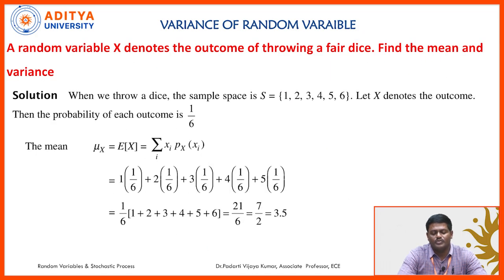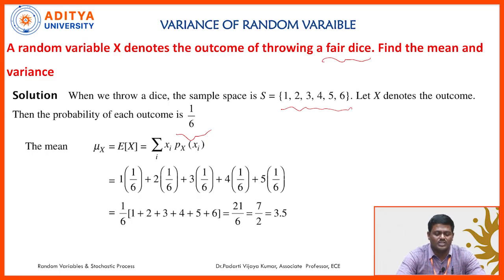One problem which is related to a practical scenario: when a fair dice is thrown, compute the mean and variance of that fair die. When a fair dice is thrown, the possible outcomes are 1, 2, 3, 4, 5, 6. All the outcomes have equal probability, all are equally likely events. So, the probability of getting 1 is 1 by 6, 2 is 1 by 6, 3 is 1 by 6, and up to 6 it is 1 by 6.